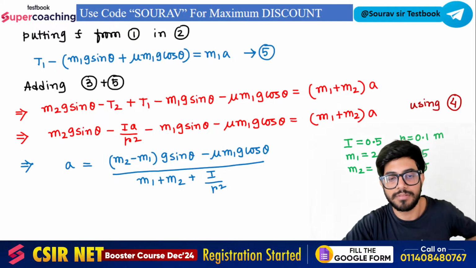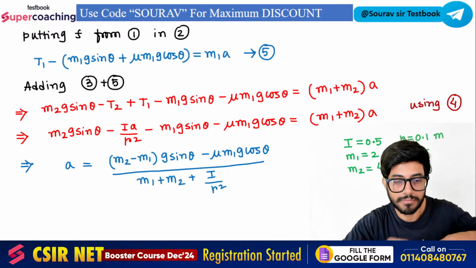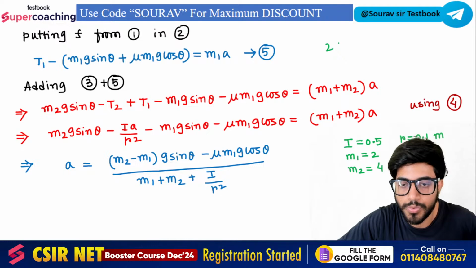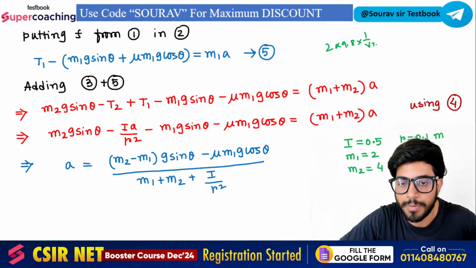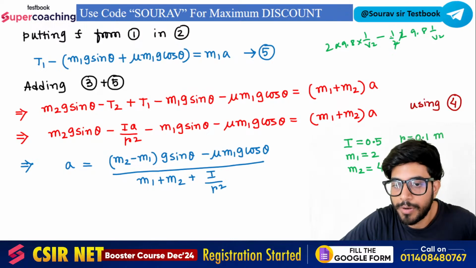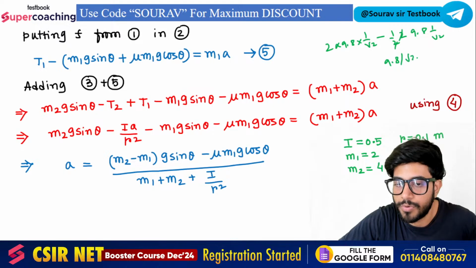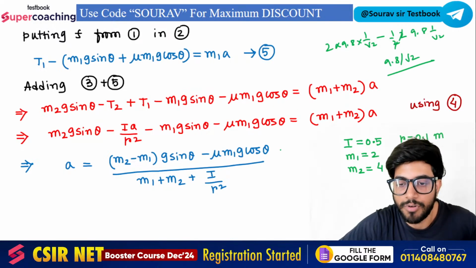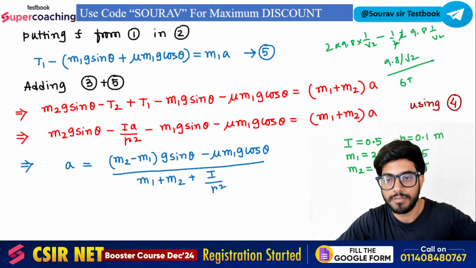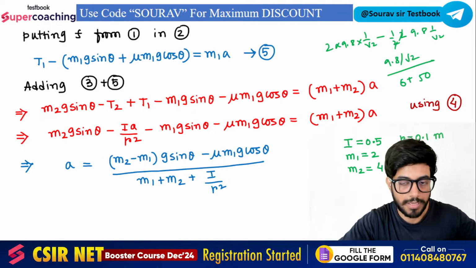Just tell me what you will get. So I'm going to get m2 minus m1, 4 minus 2 is 2, into 9.8 into sin 45 which is 1 by root 2, minus mu which is half, m1 is again 2, g is 9.8, cos theta is 1 by root 2. So 2 cancels out, and in the numerator I have 9.8 divided by root 2. In the denominator I have 4 plus 2 equal to 6 plus I by r square, which is 50. So it should be 56.